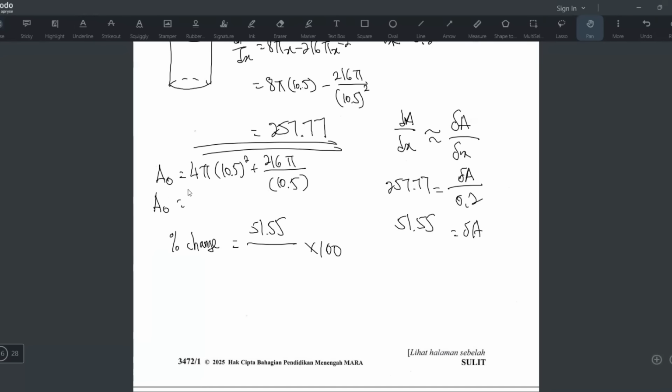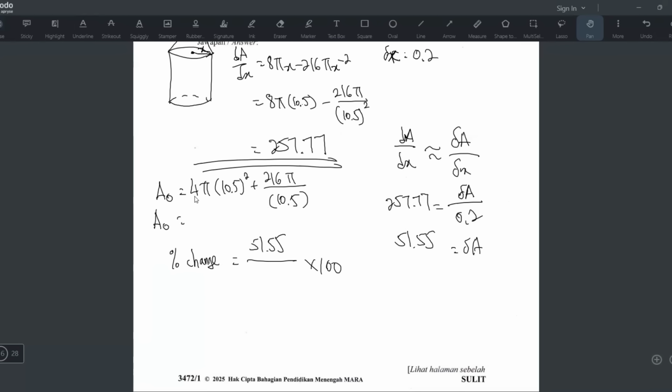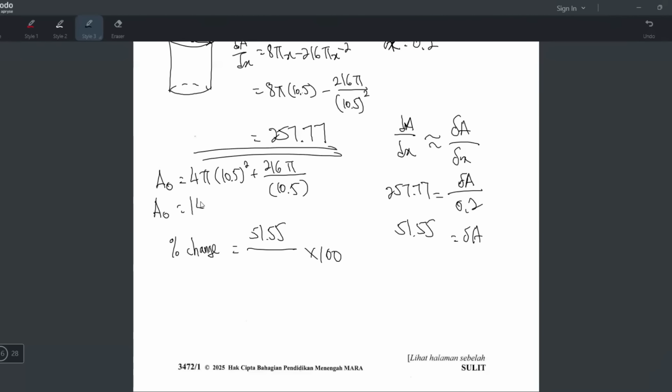Okay, I got 1450.25. Actually 26. So 1450.26. Actually it's 257, but you round off. 257.26. Okay, this one I will write here also. Okay, so now I'll press 51.55 divided by the answer and then times 100. Okay, finally I got the answer.